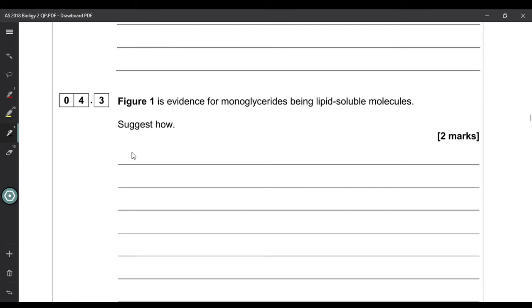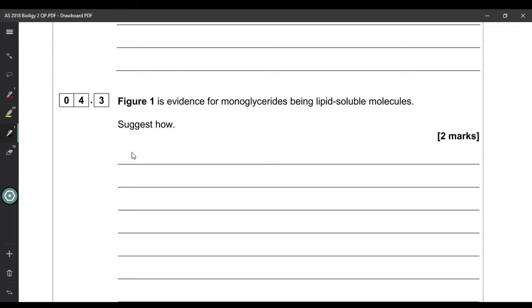So the final part of this question says figure 1 is evidence for monoglycerides being lipid-soluble molecules. Suggest how. So we can see that in the graph it's just a straight line. As the external concentration increases, so does the rate. Okay, so that is suggesting diffusion because it just keeps going. The more concentration, then it's directly proportional to the rate of uptake.